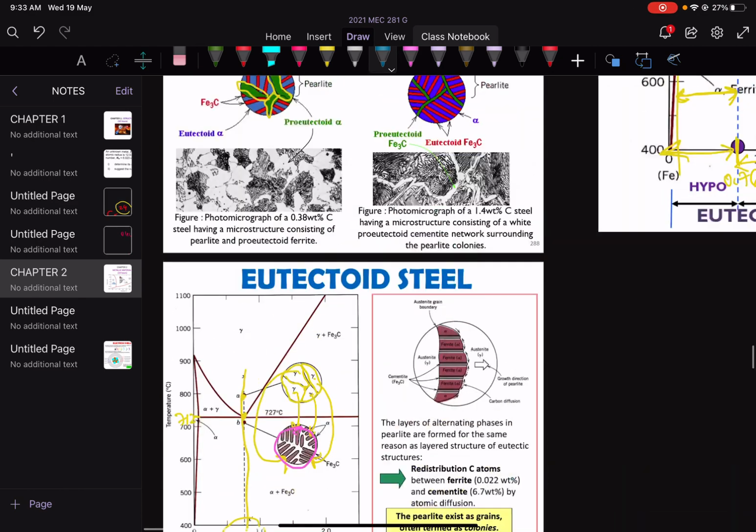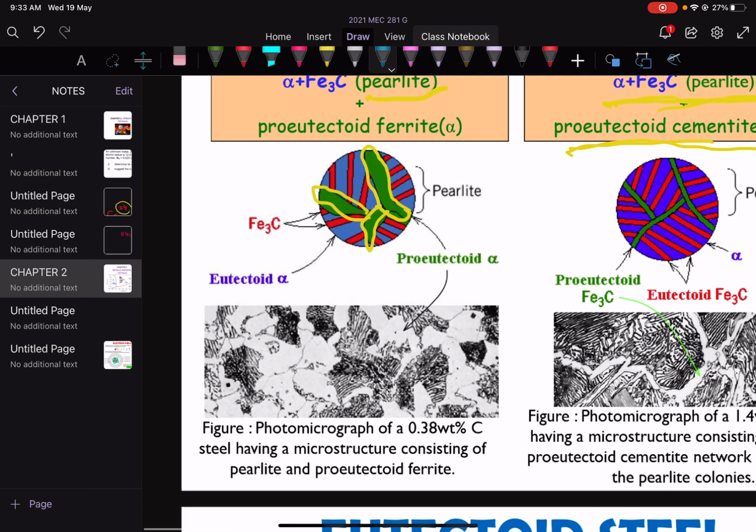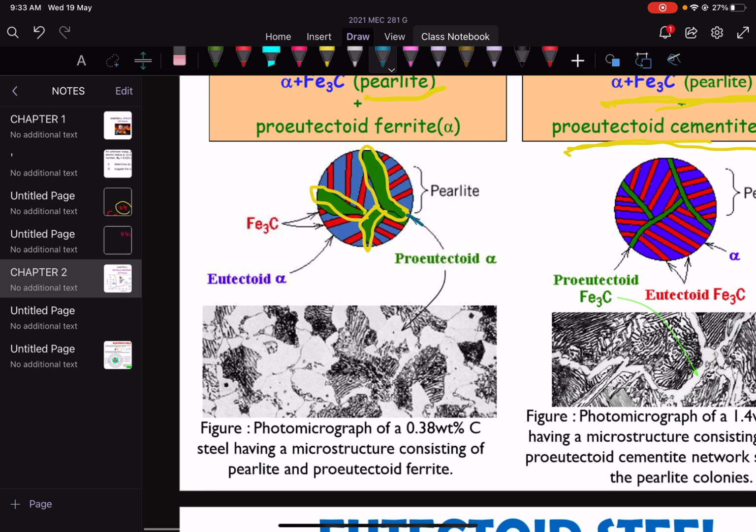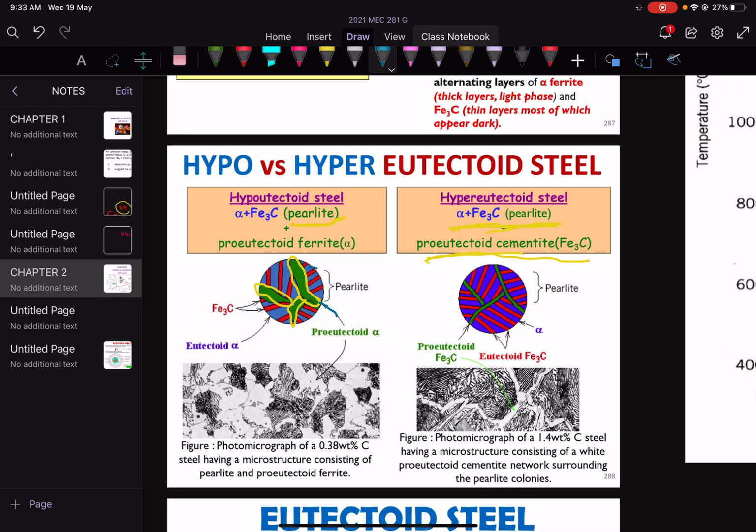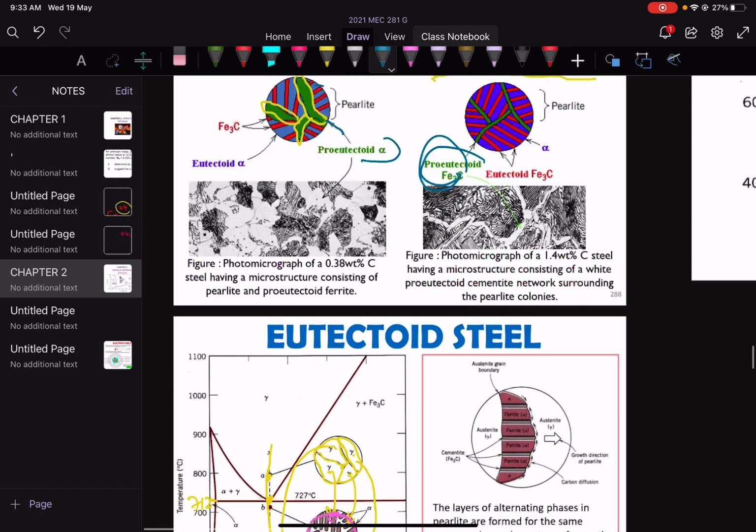That is why there is a pro-eutectoid alpha and why there is pearlite in hypo. And hyper, why don't we have the pro-eutectoid alpha? Why does it become pro-eutectoid cementite instead? Let's see how.